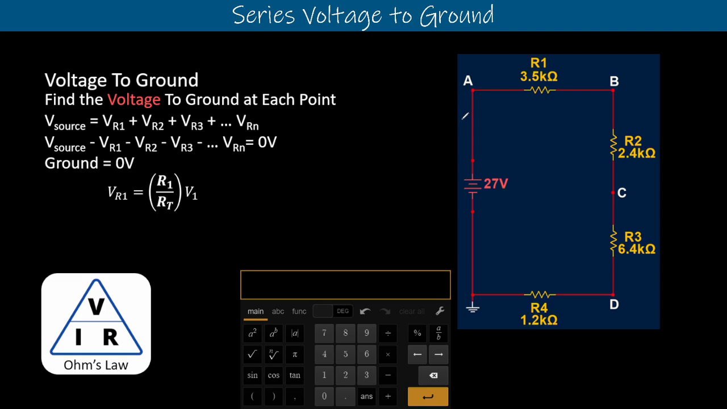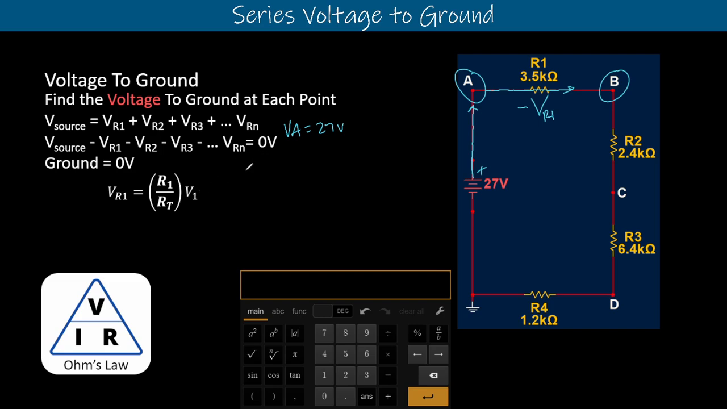So to get our voltage to ground at each point, we need to identify where our point is. In this first point here, point A, node A starts at the top here, and from our voltage source, our positive terminal, we go straight into point A. There's no resistance between the top of our voltage source and point A, which means that the voltage at point A is equal to 27 volts, right? It's our total source voltage. To get to point B, though, we lose something. We have to travel through R1, and we know R1 consumes a voltage, VR1.